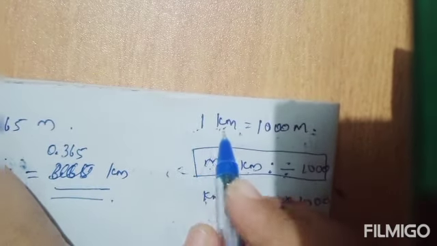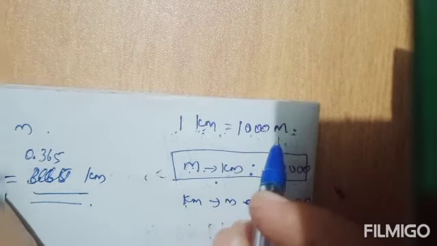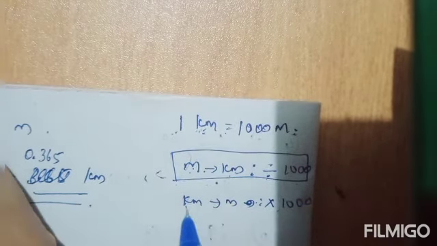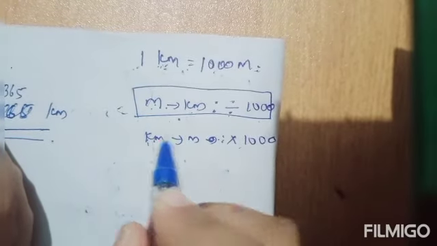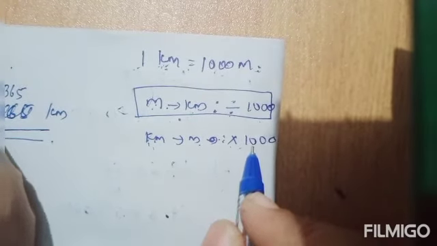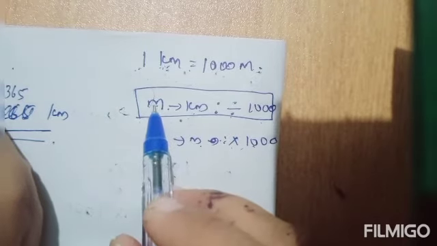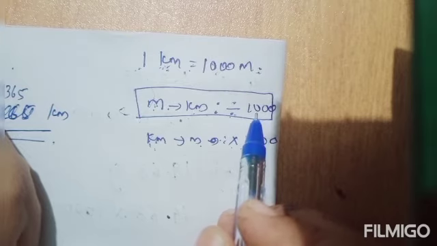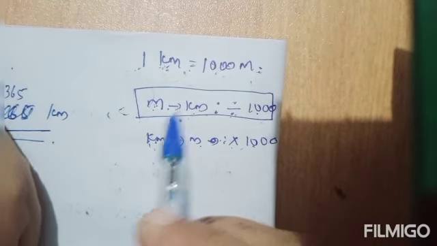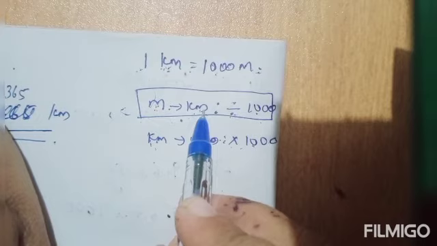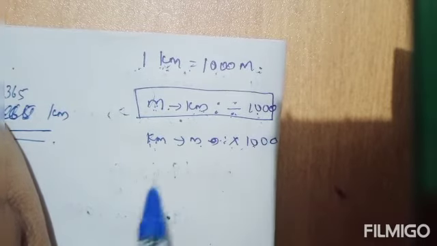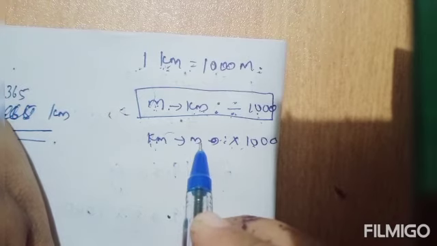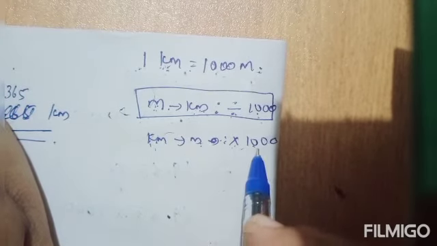That is 1 kilometer equal to 1000 meter. So in order to convert kilometer to meter, just multiply by 1000. In order to convert meter to kilometer, just divide by 1000. If the question is given in meter and you have to express in kilometer, divide by 1000. If the question is in kilometer and you have to express in meter, you have to multiply by 1000.